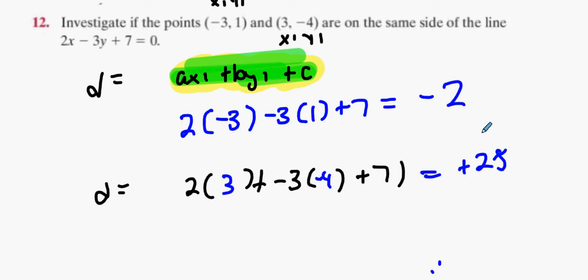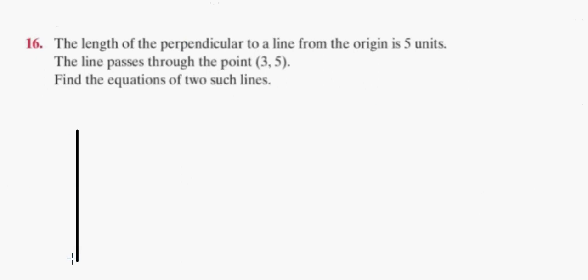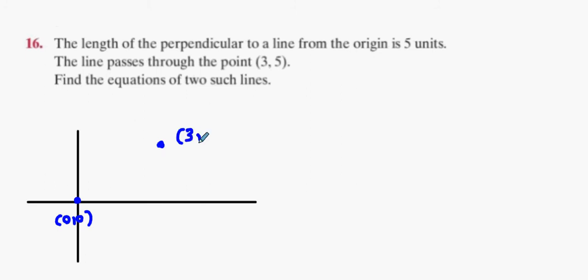Now let's move on. 16. The length of a perpendicular to a line from the origin is 5 units. The line passes through the point 3, 5. Set up 2 equations with 2 such lines. Right. I sort of started this roughly yesterday, very rushed at the end. You have 0, 0. Is 0, 0 a point on the 2 lines you're looking for? Yay or nay? Why?